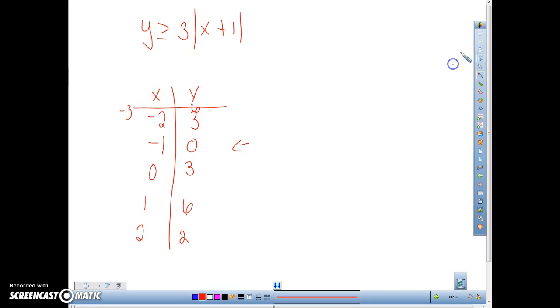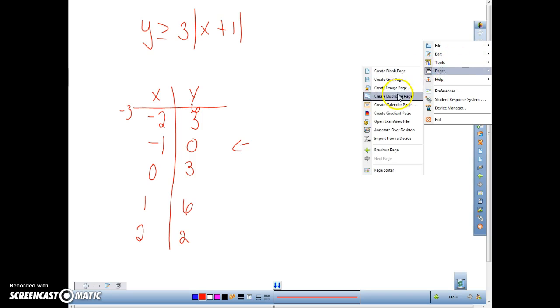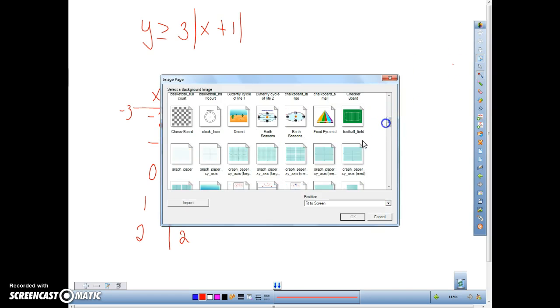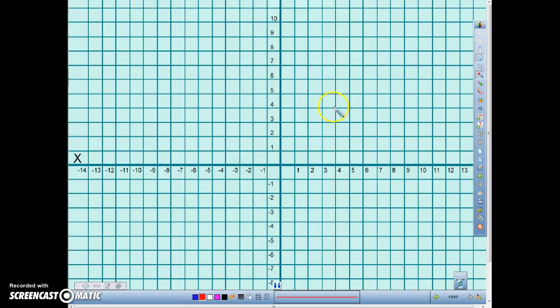So go and plot your points down. Well, you should have already plotted your points. And so at -3 it was 6. At -2 it was 3. -1 it was 0. 0, 3, 1, 6. Yes, there we go. And we noticed that it was going to be a solid line on this one as well.